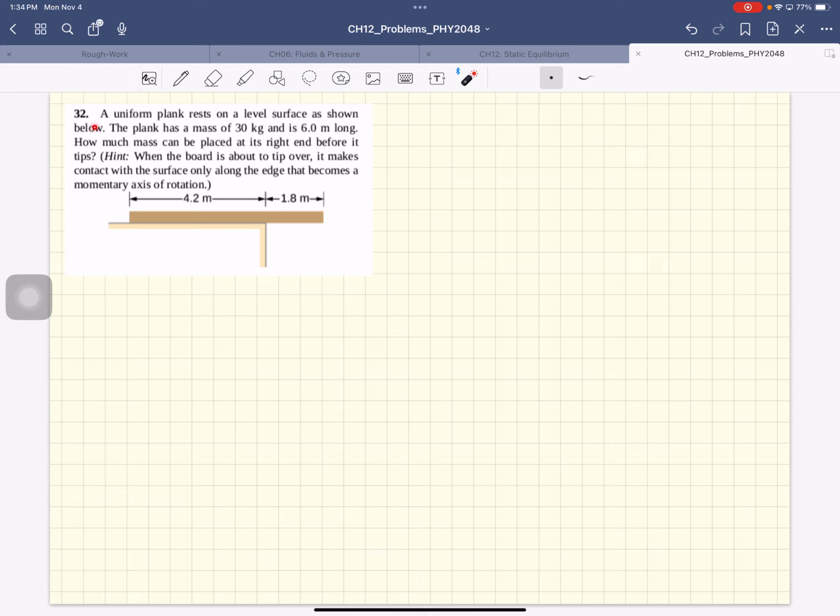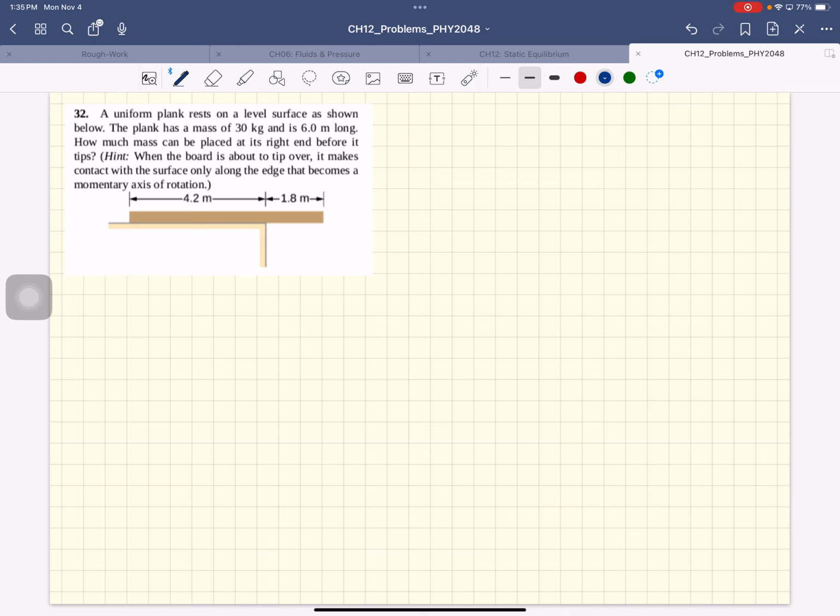A uniform plank rests on the level surface as shown below. The plank has a mass of 30 kgs, so roughly half your weight, and is 6 meters long. Each of these tables are about 3 meters long. Again, the front row. So 6 meters is 2 of these tables. How much mass can be placed on its right end before it tips?